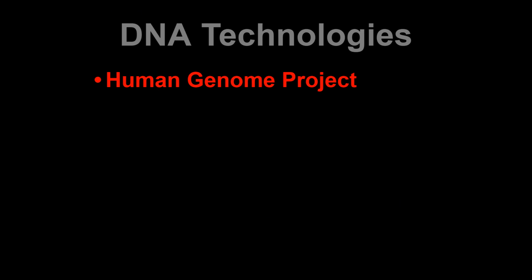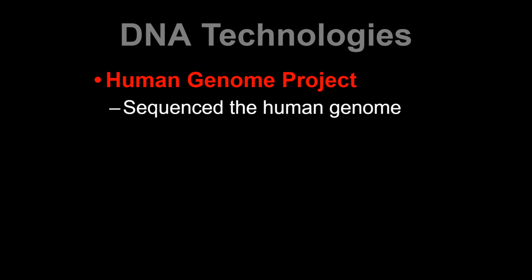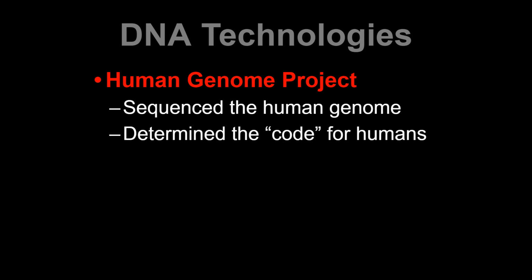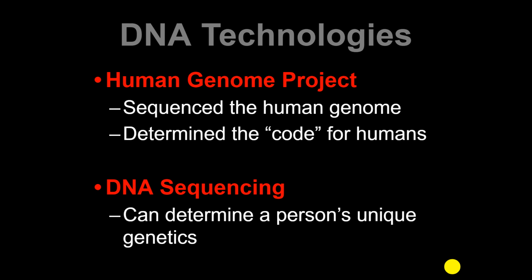The Human Genome Project is over 30 years old at this point, but what it did was it helped us actually for the first time sequence the human genome. In other words, determine the code for humans. What are all the human genes that make us? And then from that, we have been able to learn how to actually sequence people's DNA. So we can actually determine a person's unique genetics by looking at the actual code, the A's, T's, C's, and G's for individual people.